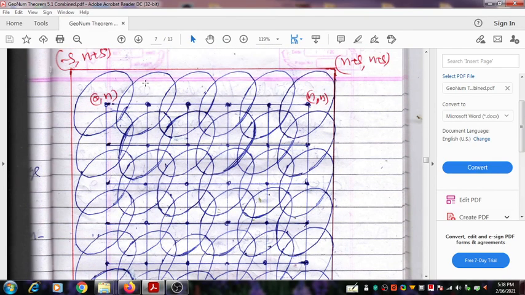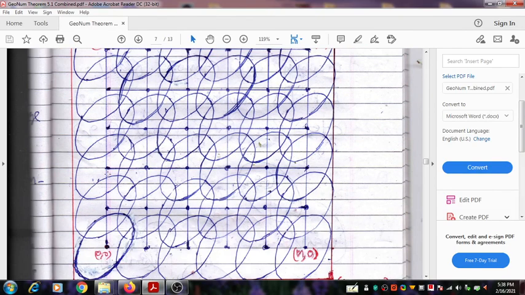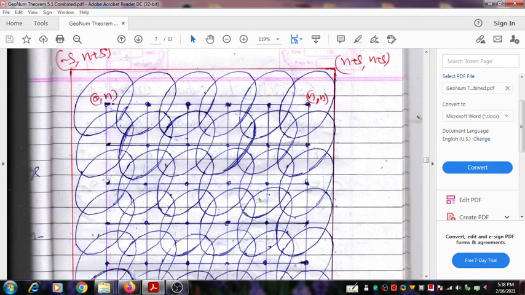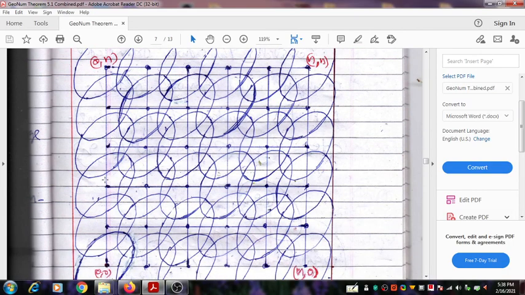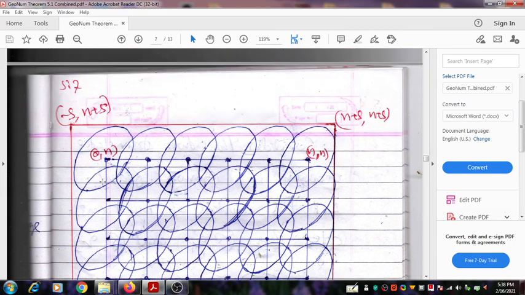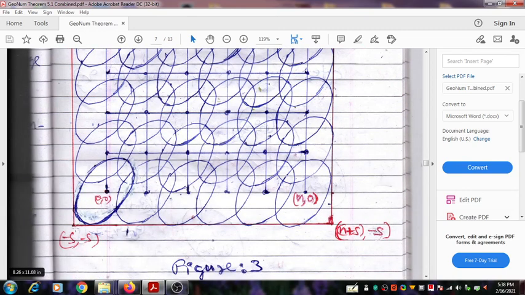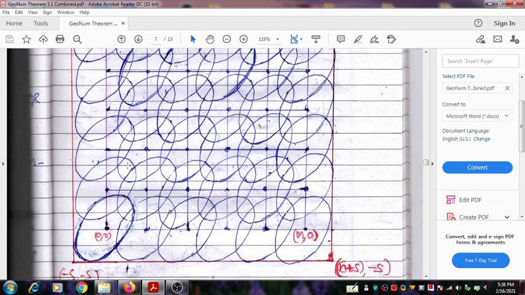See how many translates are there in this figure. It is clear n plus 1 translates are there. Sorry, n plus 1 into n plus 1 translates are there. Along one line there are n plus 1, and in each set n plus 1 repetitions. So n plus 1 into n plus 1 translates of the m set are there.